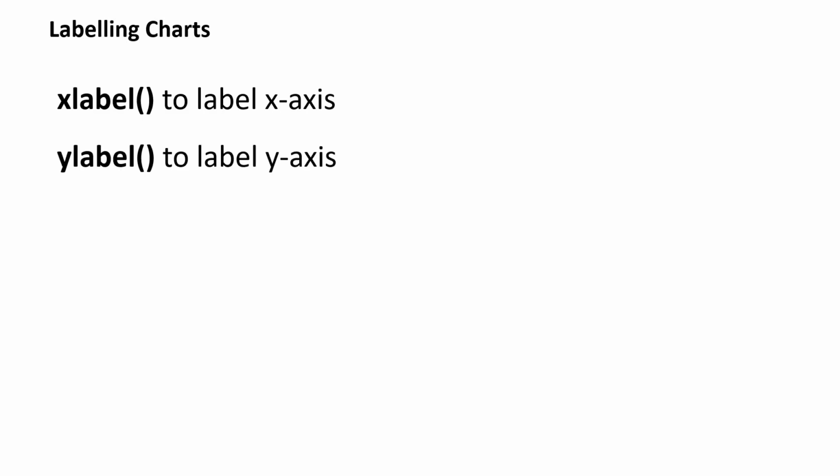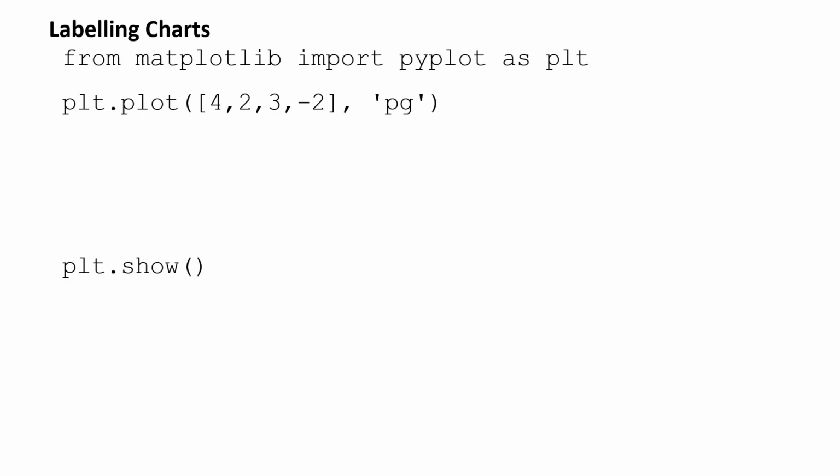Charts can also be labeled. We use the following functions to label the charts. xlabel to label the x-axis, ylabel to label the y-axis and title to label the title. Let us apply these labels to the previous chart. In this code, before plt.show, we add these 3 lines to the code.